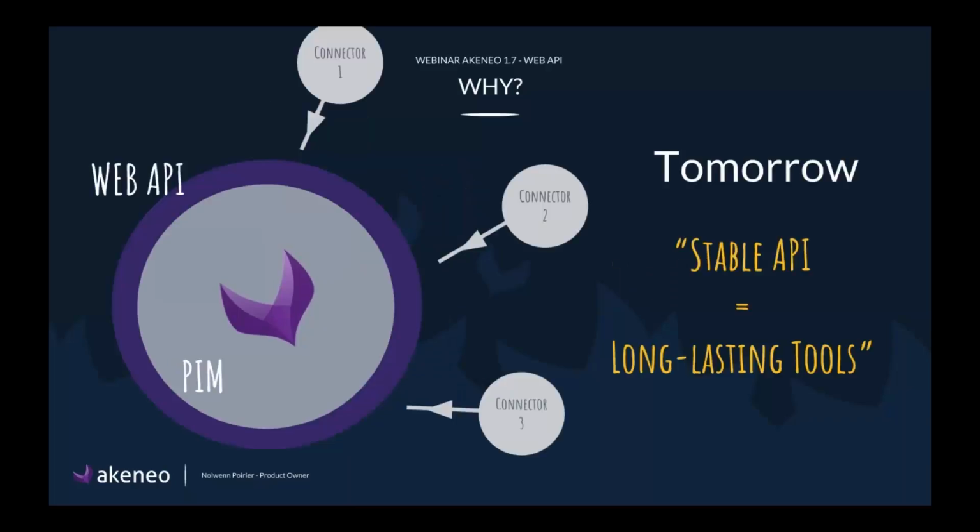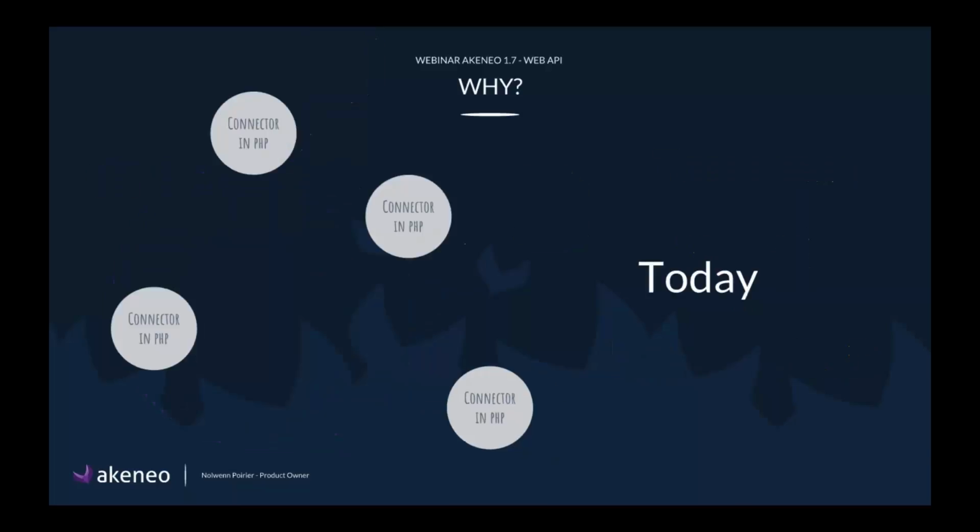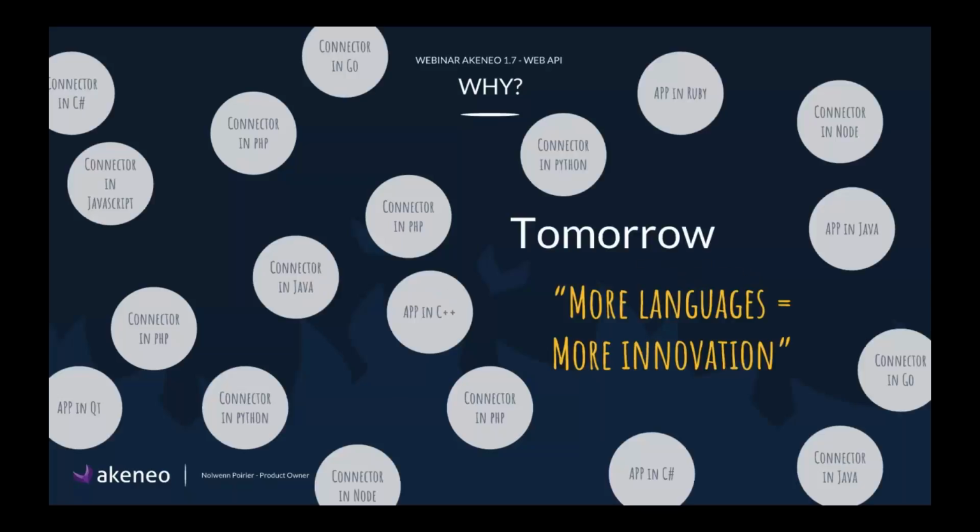Tomorrow, with the 1.7, the API will be here to help you. If you build your connectors or tools on top of our API, you will then have long-lasting tools. In fact, we will guarantee the stability of our API, so your connectors will be easier to maintain. The second reason is that today you have to write your tools with PHP. Tomorrow, we hope that thanks to the API, you will be able to pick your favorite language and write innovative tools. The idea is that you spend more time innovating around the PIM and bring more value to your end users.